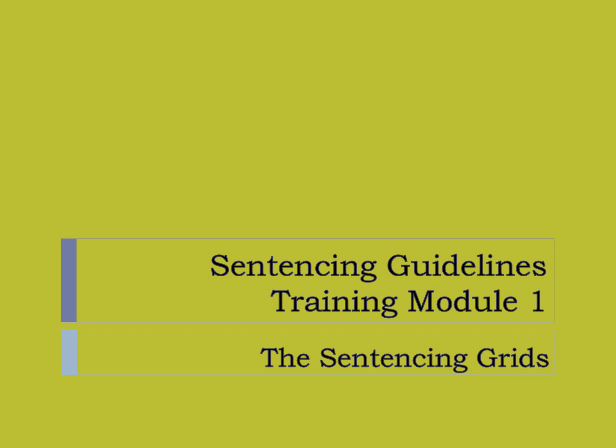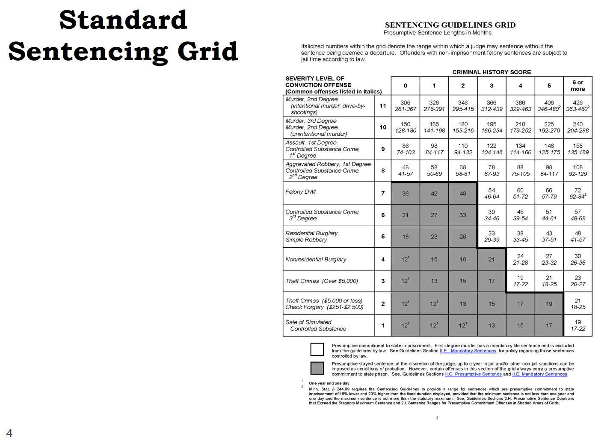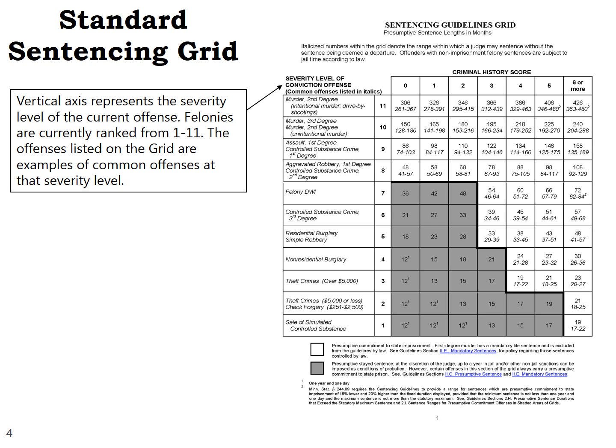As of August 1st, 2016, there are 3 sentencing grids. The grid that is used to find the presumptive sentence is based on the current offense being sentenced. This is the standard sentencing grid, which is used for any offense not found on the sex offender grid or the drug offender grid. When using any grid, the vertical axis shows the severity level of the current conviction offense.